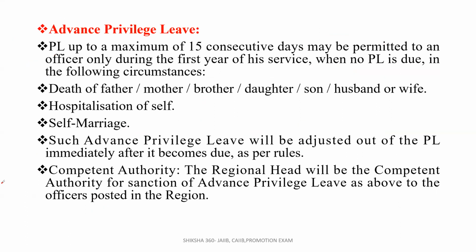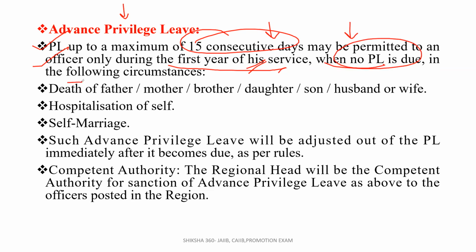Very, very important: advanced privilege leave. So how will you get advanced privilege leave? PL up to a maximum of 15 consecutive days may be permitted to an officer only during the first year of his service, because after 11 months of service, you will get the PL. So even if you require it before that, under which circumstances is advanced PL to be credited? PL up to a maximum of 15 consecutive days may be permitted to an officer only during the first year of his service when no PL is due, in the following circumstances.